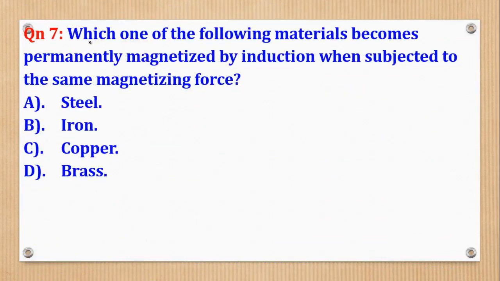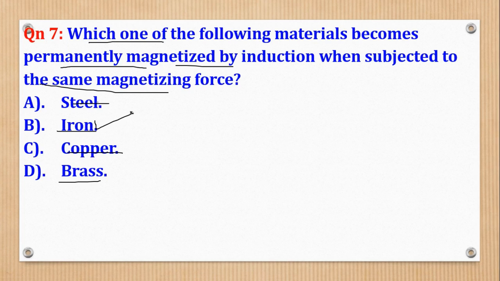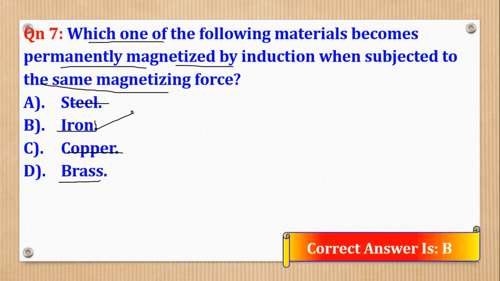Question 7 says, which one of the following materials becomes permanently magnetized by induction when subjected to the same magnetizing force? There is steel, iron, copper, brass. Steel is permanently magnetized. So the option will be B.